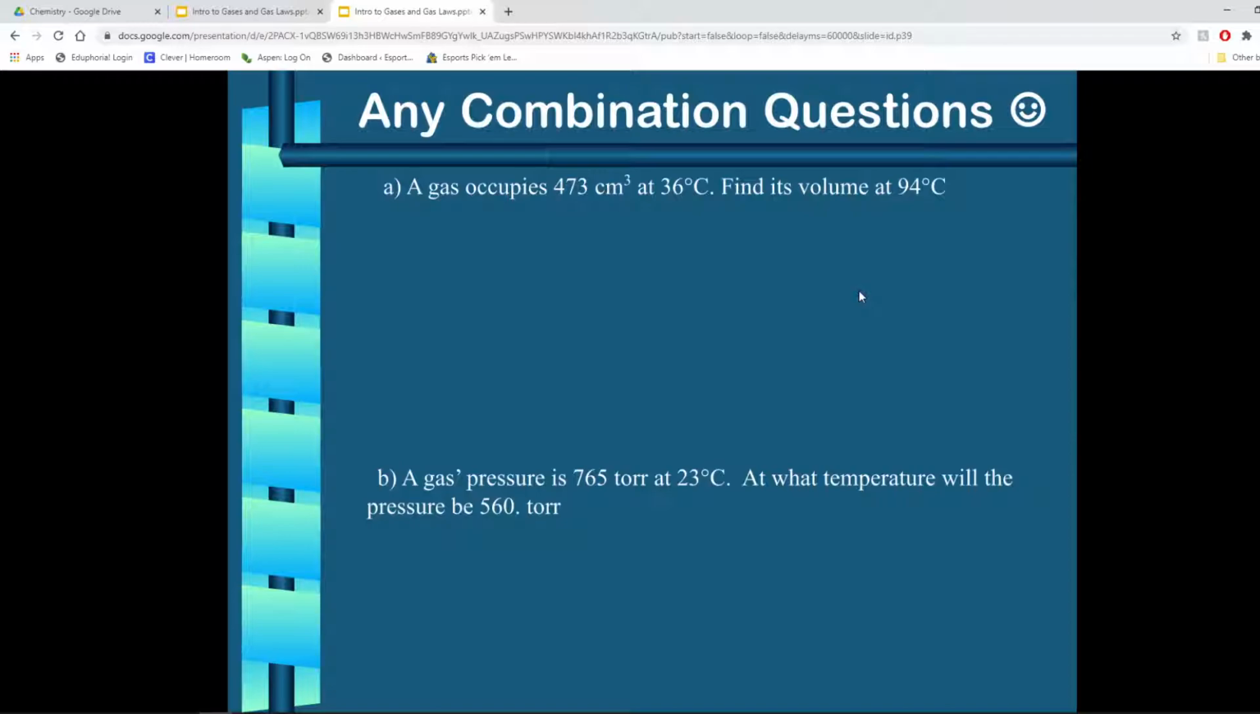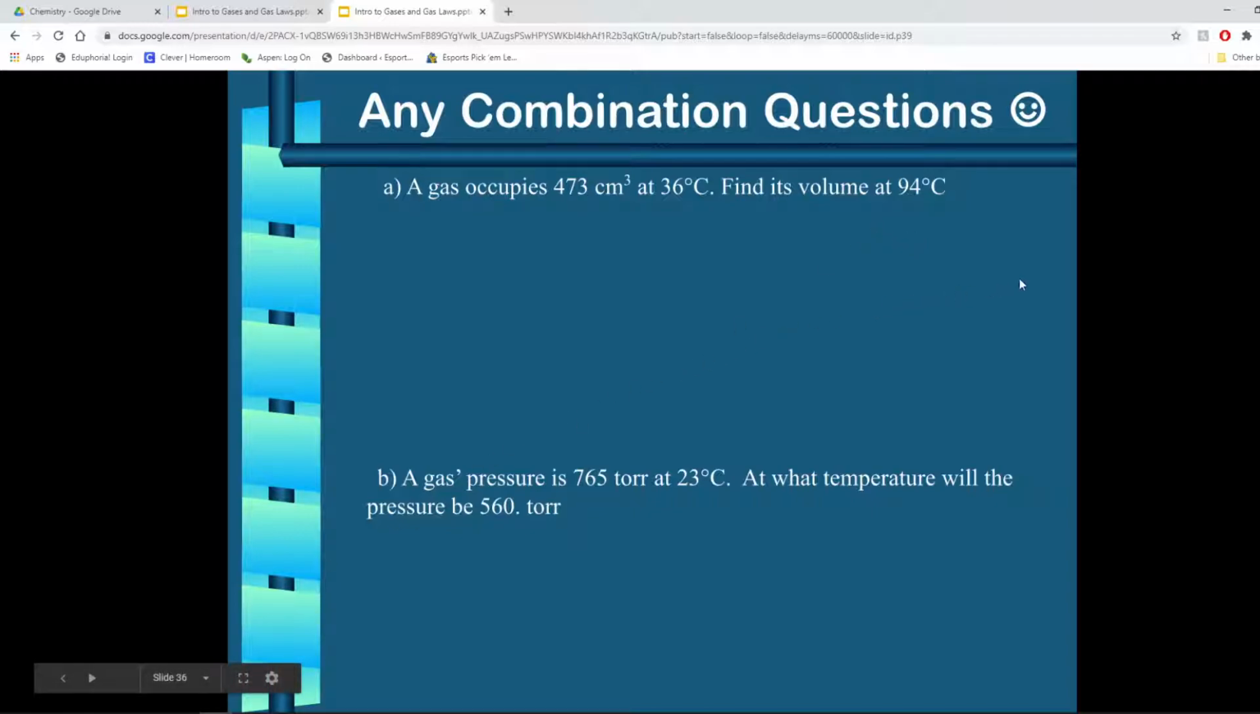All right, and then the last thing is going to be questions where you're given just some information and you have to figure out which law to use. So this is where you're going to have the most trouble, and you'll have to do a little bit of thinking and figure out, what is it giving me, what do I need to know, and which law can I use to actually solve that. So on question A here, you've got a gas occupying 473 centimeters cubed at 36 degrees Celsius. So it's giving you volume and temperature, and it wants you to find the volume after the temperature changes. So the only two things you're worried about here are volume and temperature.